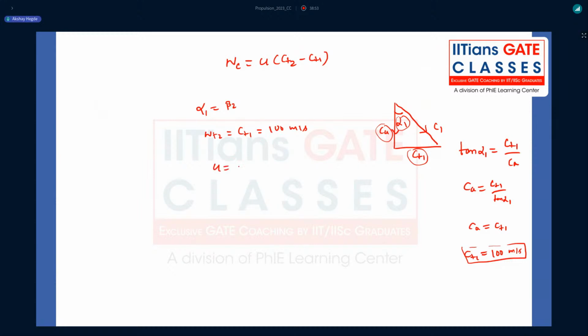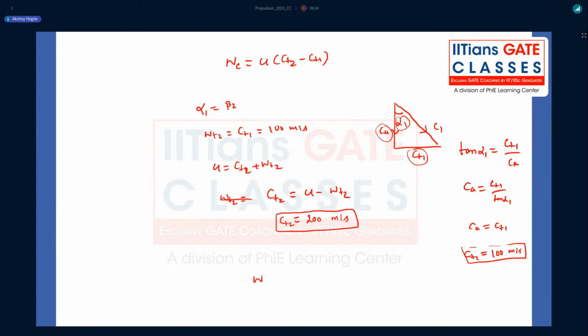U is known. So U is equal to CT2 plus WT2, which means CT2 is nothing but U minus WT2. U is given to you as 300. 300 minus 100, that is CT2 is 200 meter per second, right? So now we got all the information we need.